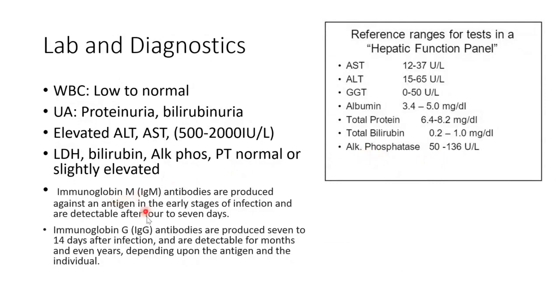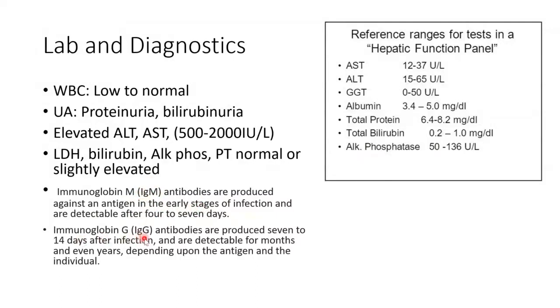So an IgM and an IgG. Immunoglobulin M, or IgM, antibodies are produced against an antigen in the early stages of infection and are detectable for a few days afterwards. They're detectable for a short while afterwards. That's the main thing to know. So IgM occurs early.